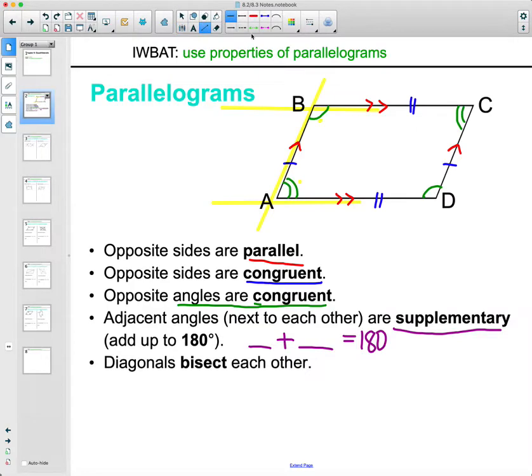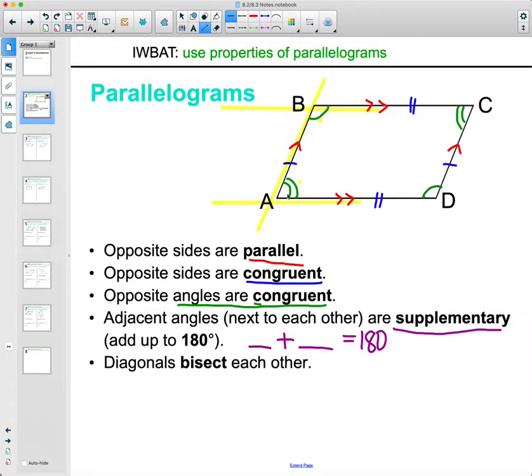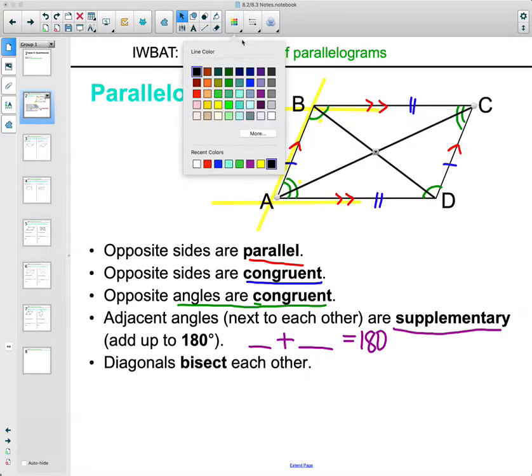Then we also have, if we were to draw in diagonals, diagonals are going to connect opposite vertices. So if I were to draw in these diagonals, actually let me change their color. So if I was going to do this one, let's make this one orange, and then this one, what color haven't I used?